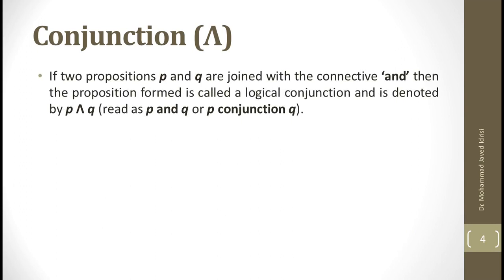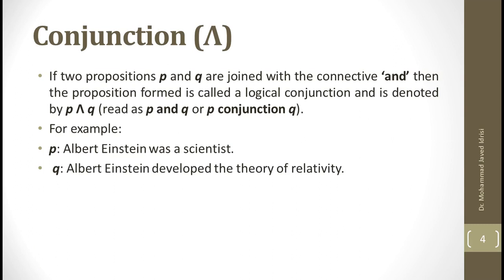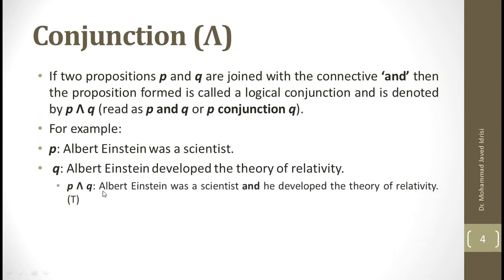If two propositions P and Q are joined with the connective AND, then the proposition formed is called a logical conjunction, and it is denoted by this symbol, and it is read as P and Q or P conjunction Q. For example, we have a proposition P, that is Albert Einstein was a scientist, and another proposition Q is Albert Einstein developed the theory of relativity. So their conjunction will be P and Q, which refers Albert Einstein was a scientist and he developed the theory of relativity.